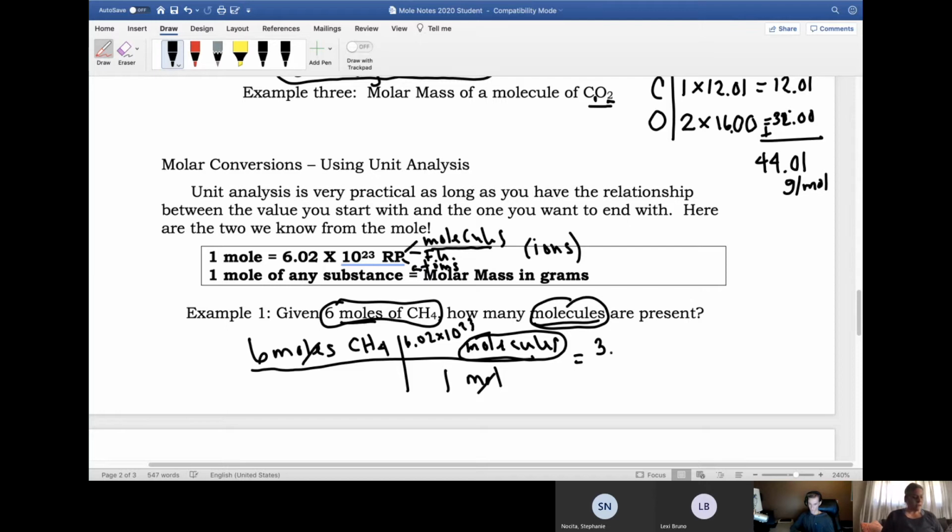So this is what I got. I want to make sure that you are able to get this as well. Now, unfortunately, we don't have time to show you how to round properly, so just round to the 100th place for now. You'll learn how to round when you take AP. So this is the answer that I got. It's 3.61 times 10 to the 24th molecules. Were you guys able to get that answer? Okay, all right, so let's do the next example.